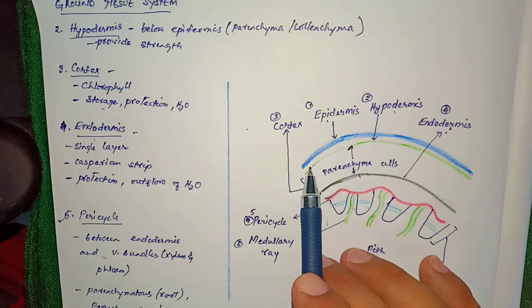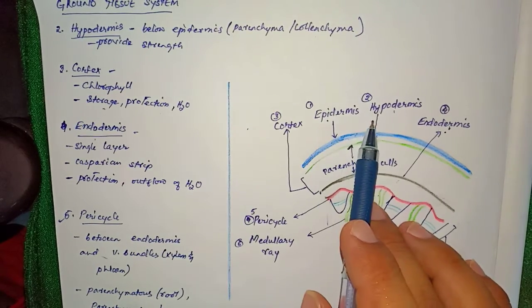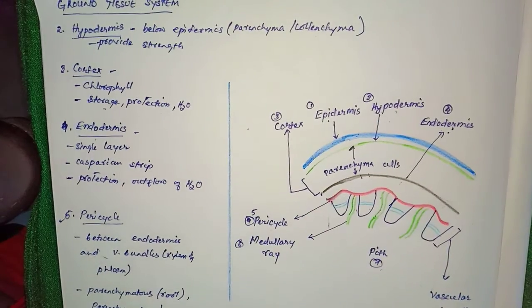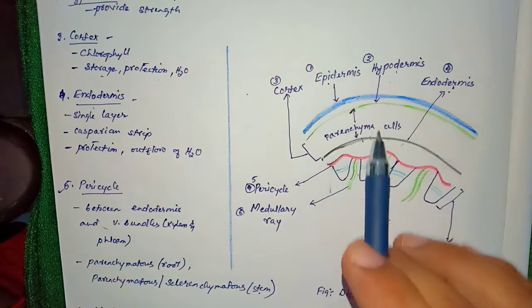Hypodermis is a layer of cells or region that is found below the epidermis. This hypodermis can be of both parenchyma or collenchyma. The main function of this hypodermis is to provide strength to the cells.